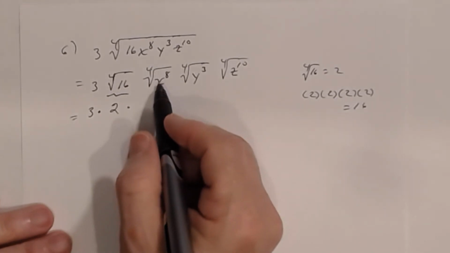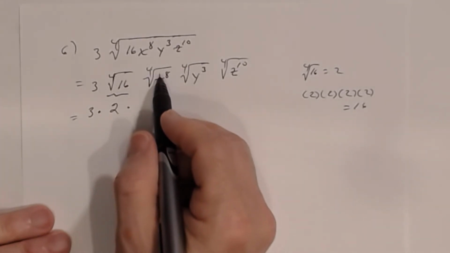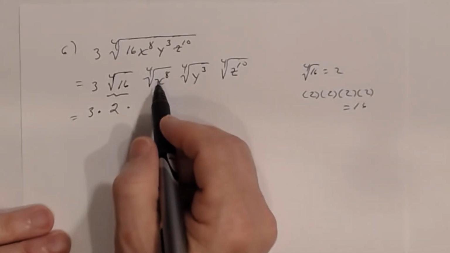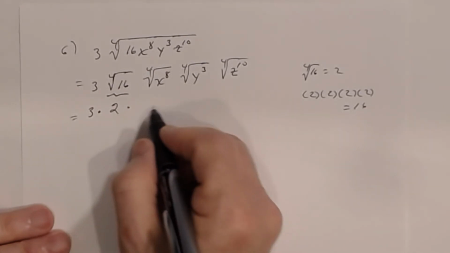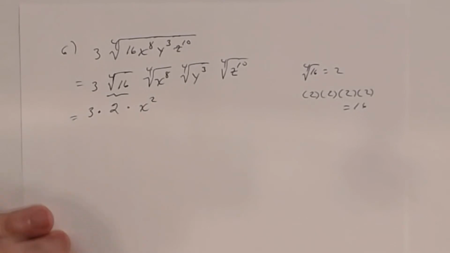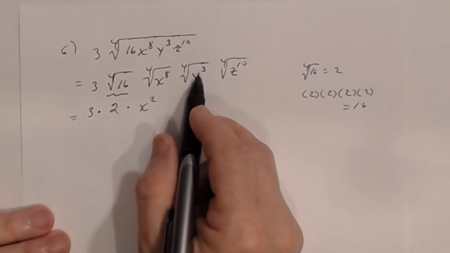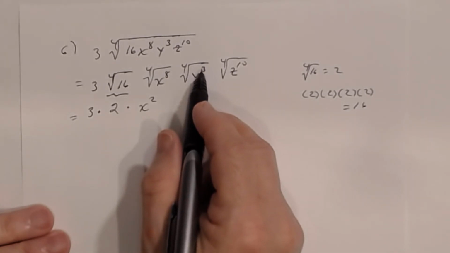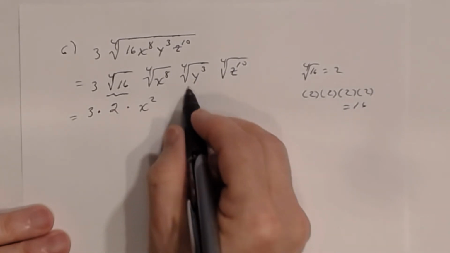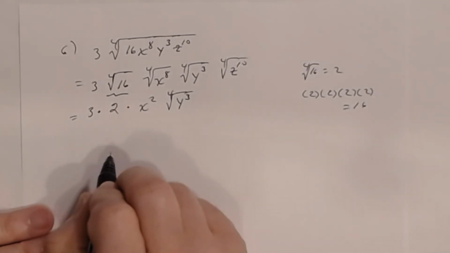The 4th root of x to the 8th I can simplify because 8 is greater than or equal to 4. It's easy though because 8 is divisible by 4. So the 4th root of x to the 8th is x squared. So x squared times itself 4 times is x to the 8th. I cannot simplify the next one because the exponent 3 is less than the index. So I cannot do anything else to this. I'm just going to rewrite it: 4th root of y to the 3rd.